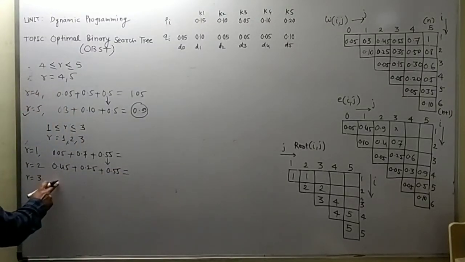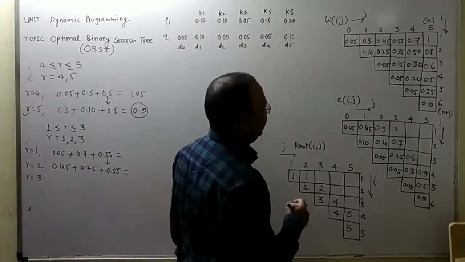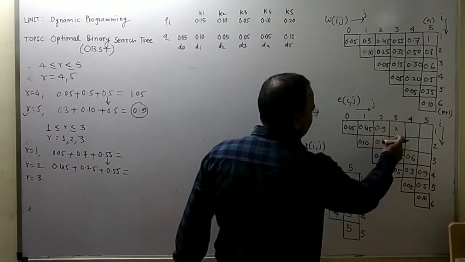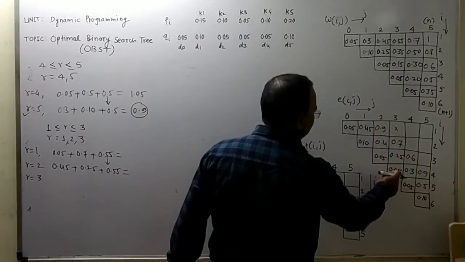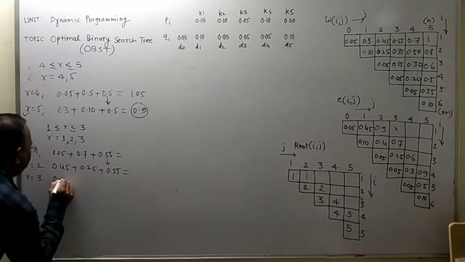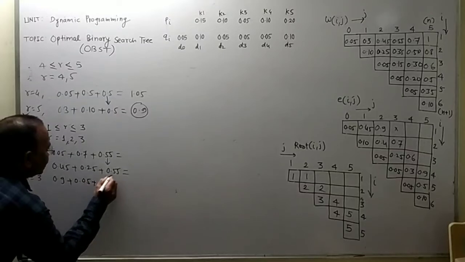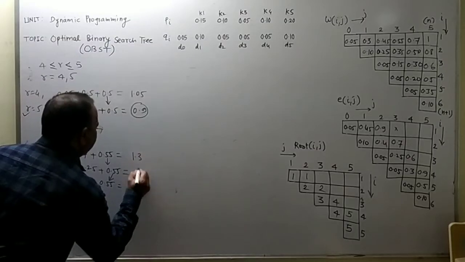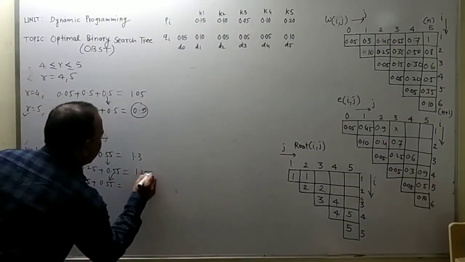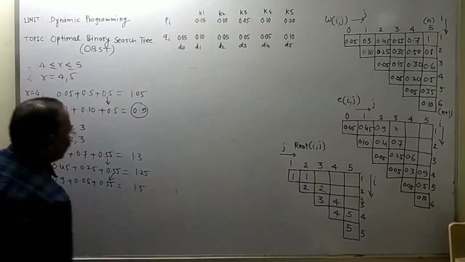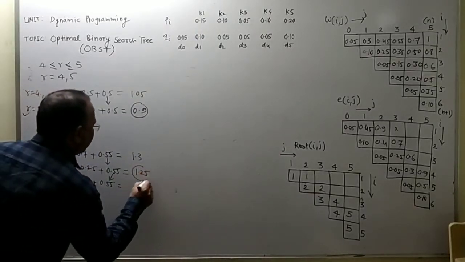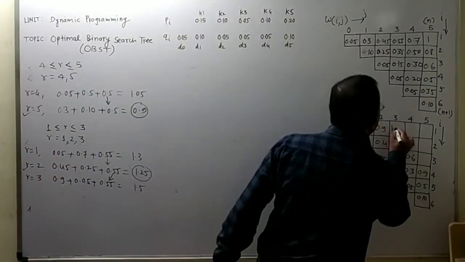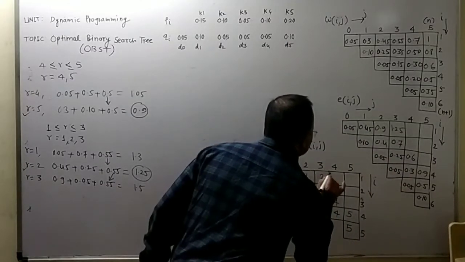Now for the last value of r, that is r is equal to 3, we have to consider 0.9 and last value on the downside, that is 0.05. 0.9 plus 0.05 plus W value 0.55 is equal to, this is 1.3, this is 1.25, this is 1.5. Minimum is 1.25 for r is equal to 2.